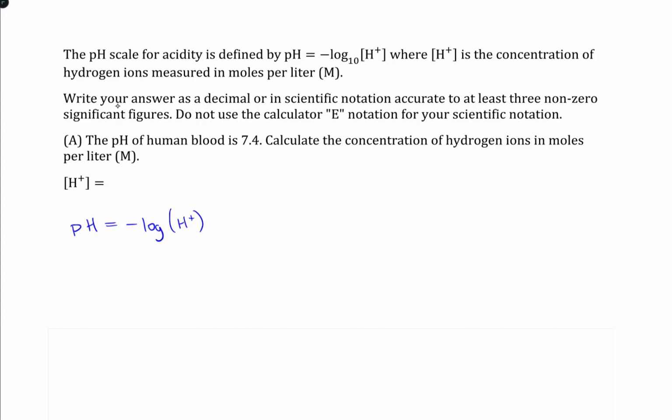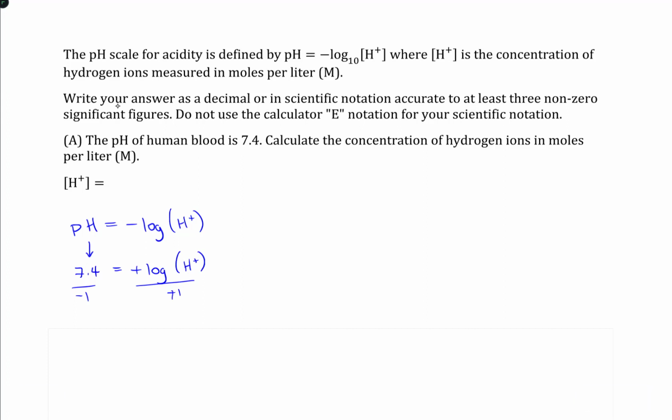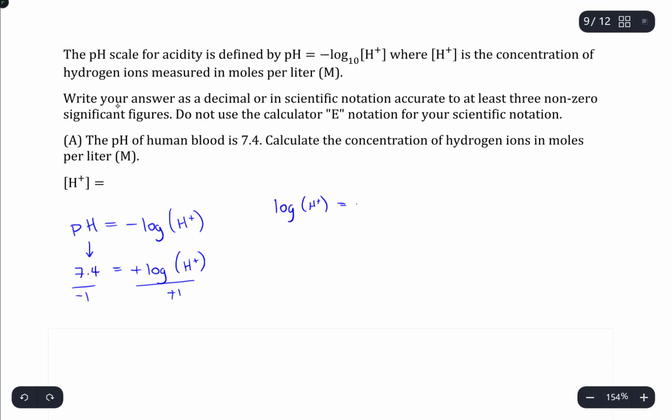That's fine. All right, the pH is given as 7.4, so I'm going to substitute that in, and that gives me 7.4 equals the negative common log of this value, H positive. Next, we'll divide both sides by -1, and that will get the logarithm by itself. So I have log of H positive equals negative 7.4.